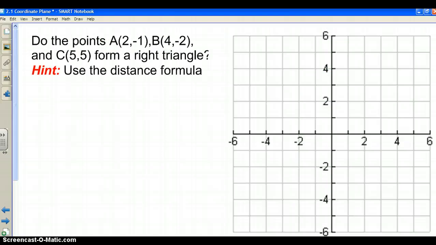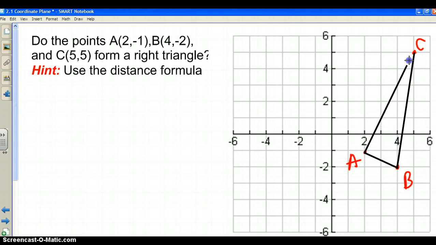So you get a question like this, and you have a point here, (2, negative 1). That's point A. (4, negative 2) is point B. And (5, 5) looks to be up here. That's point C. I'll try to draw that line a little straighter this time. So I'm going to connect these points and make a polygon of sorts here, and we're trying to figure out if this is a right triangle or not.